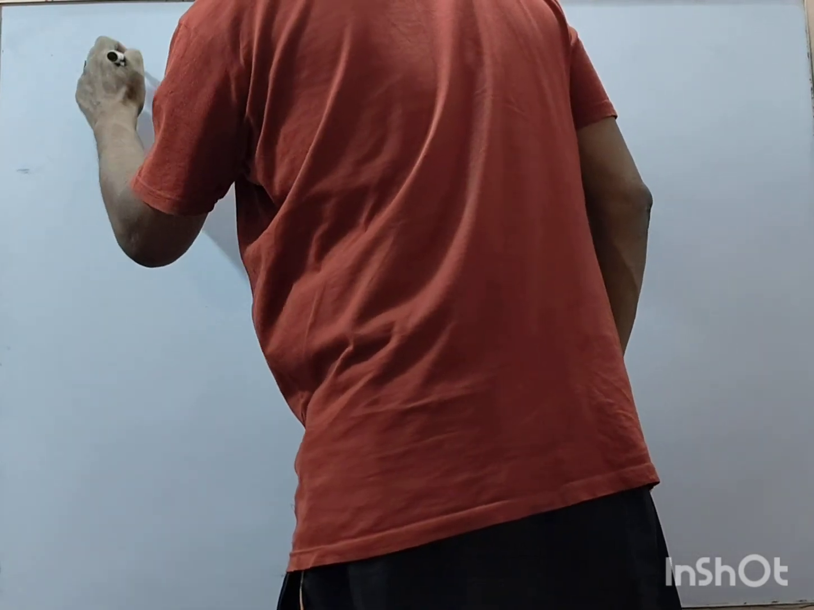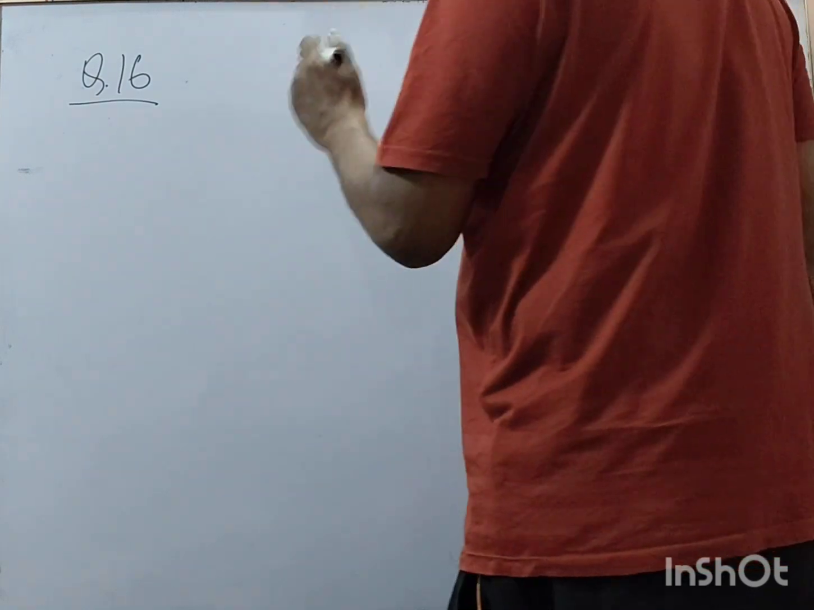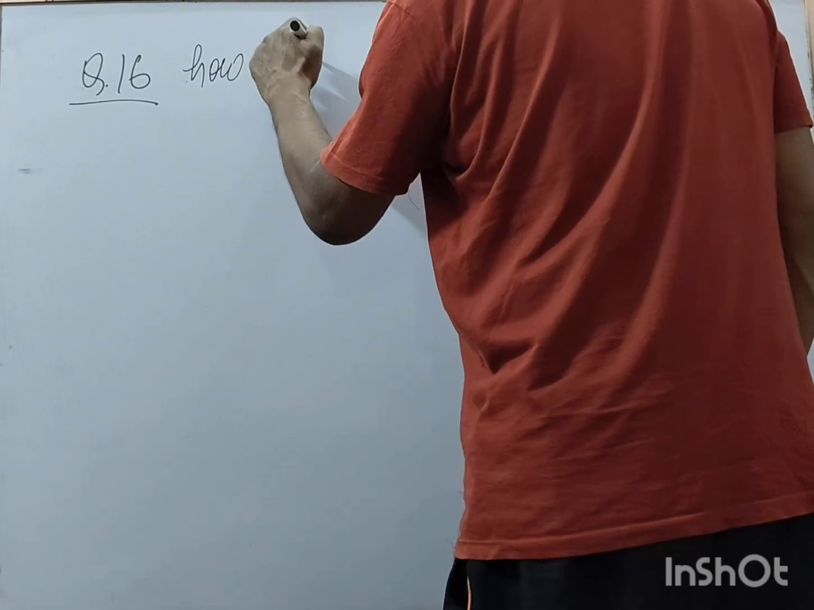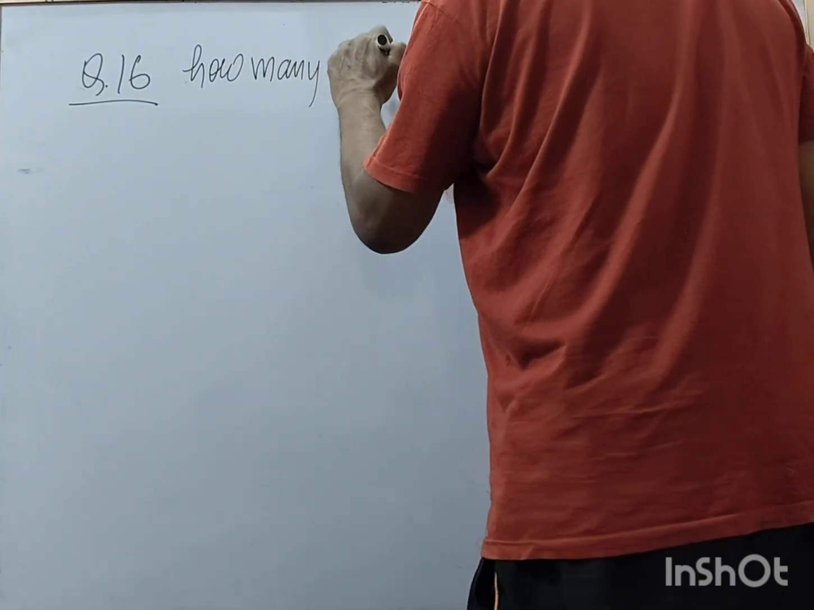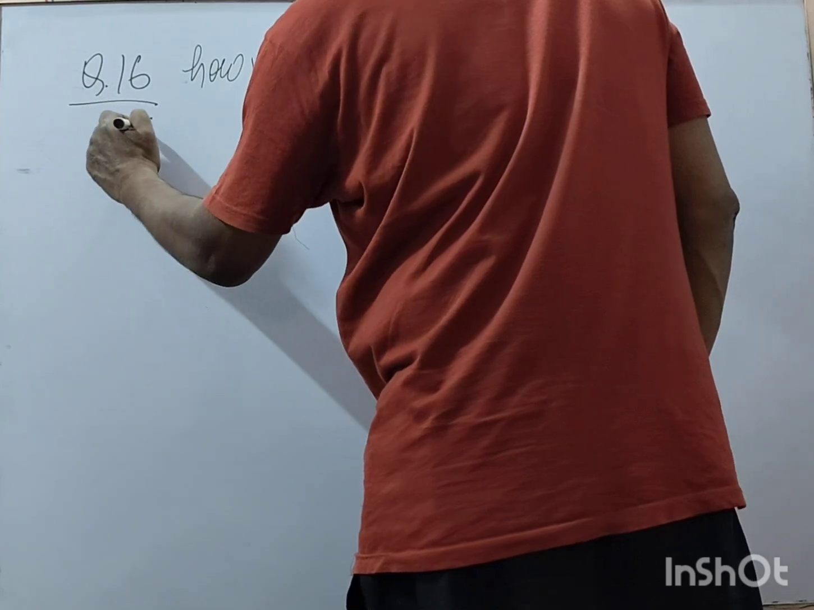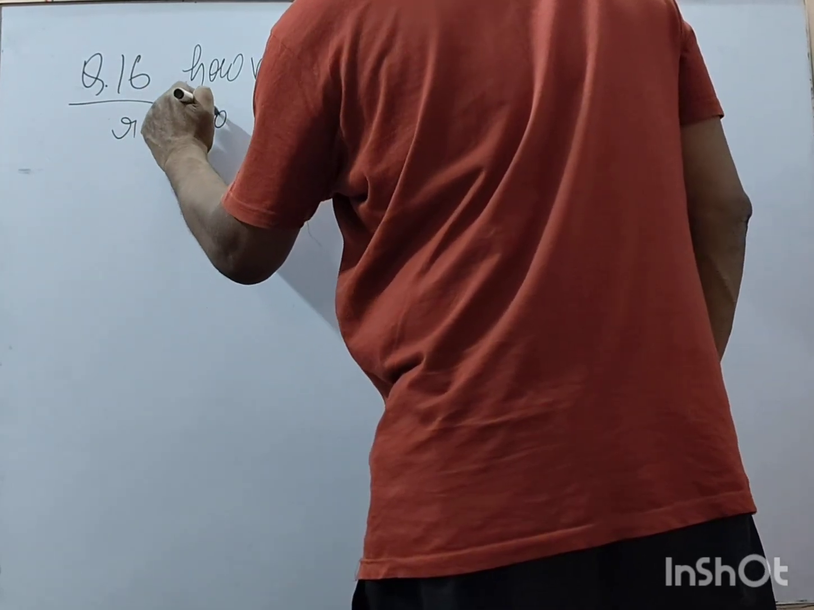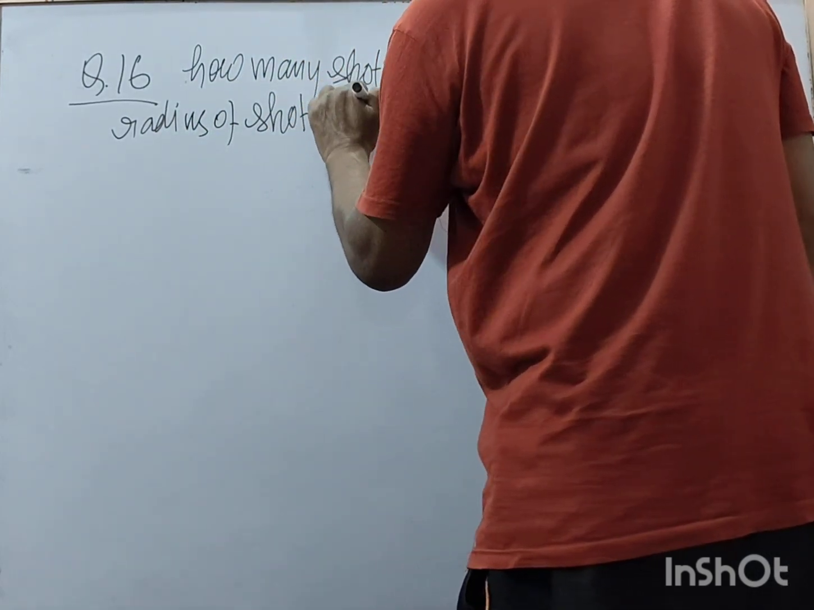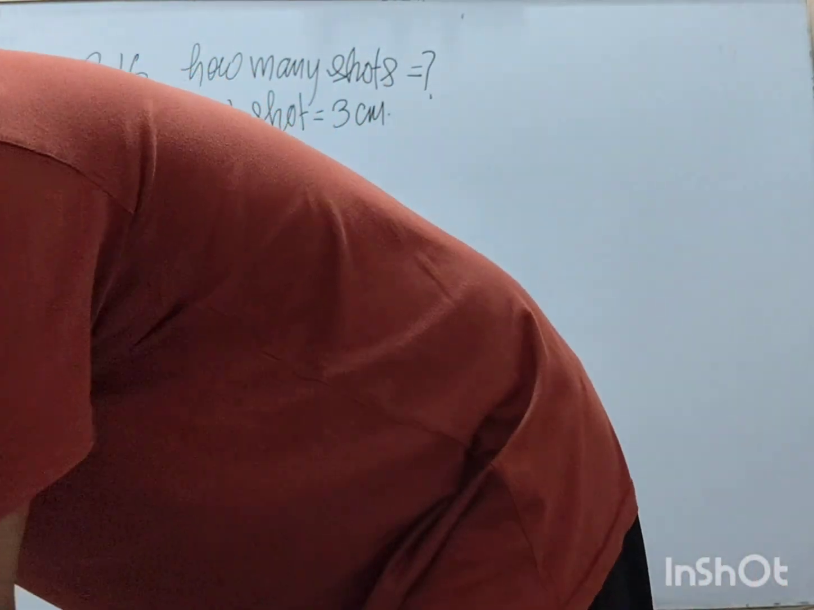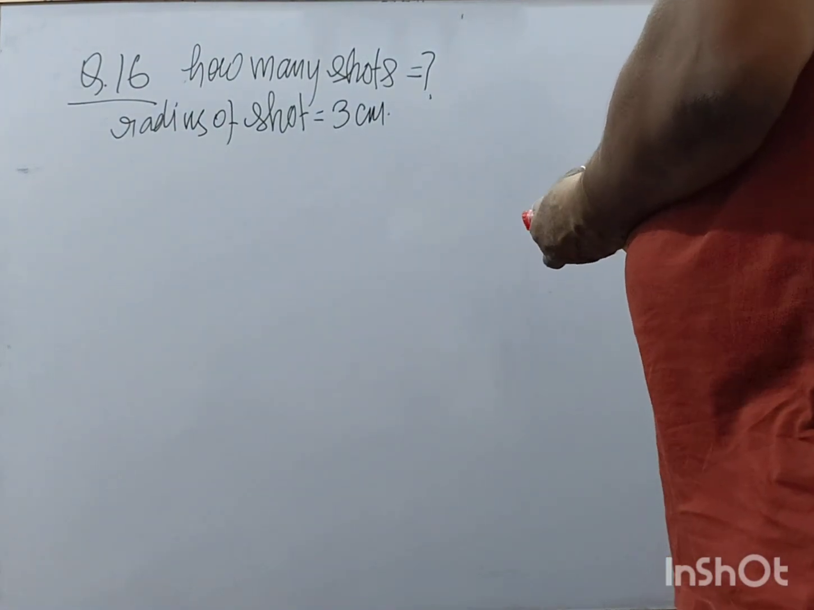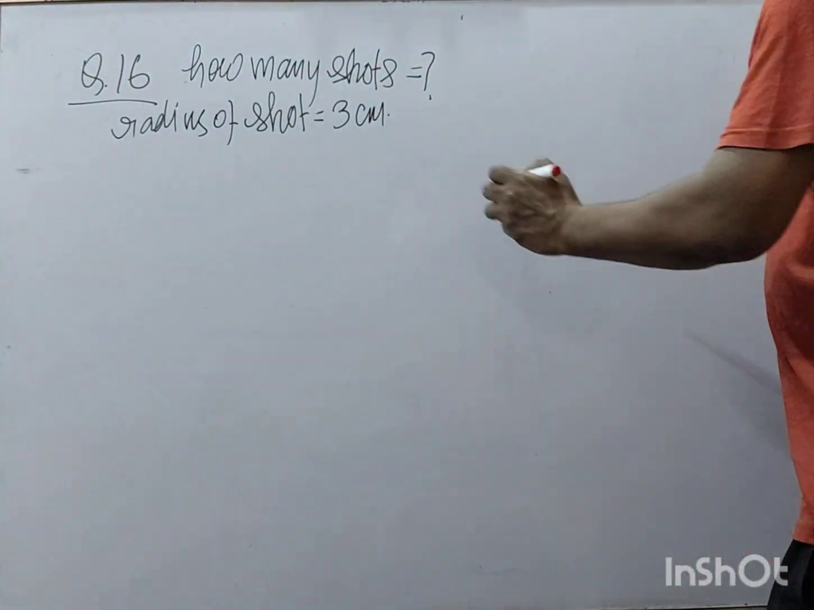How many shots each having radius of shot equal to 3 centimeter can be made from a cuboidal lead solid of dimension? This is how many lead shots?